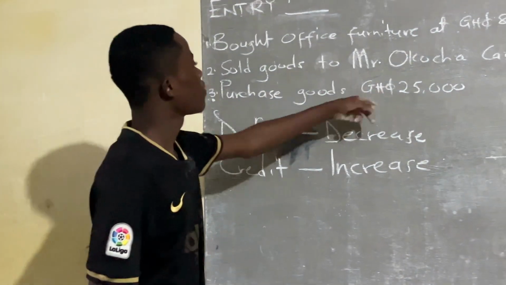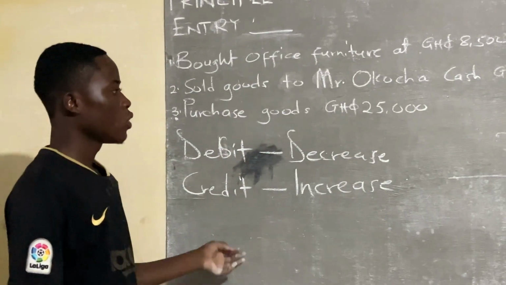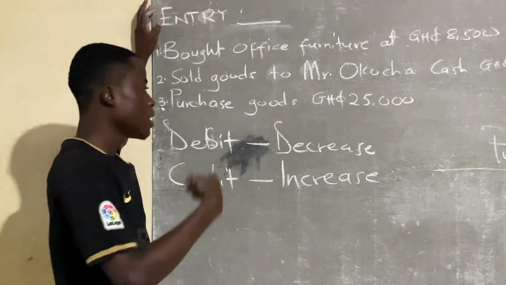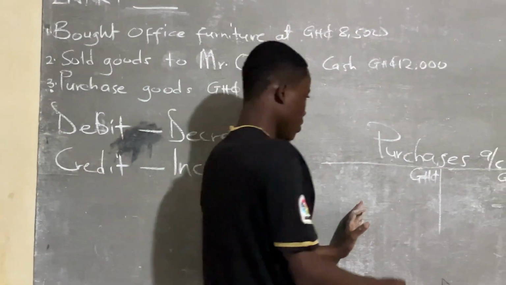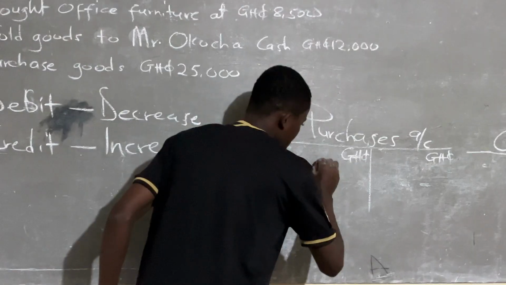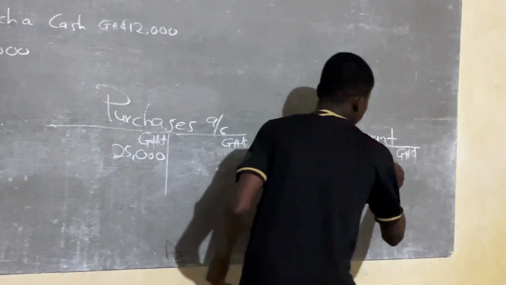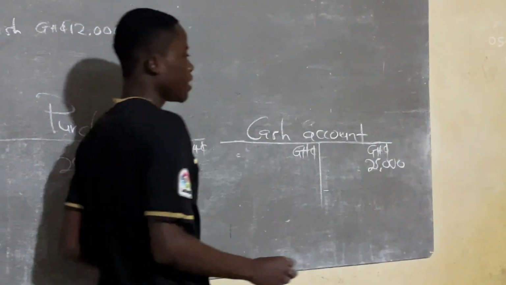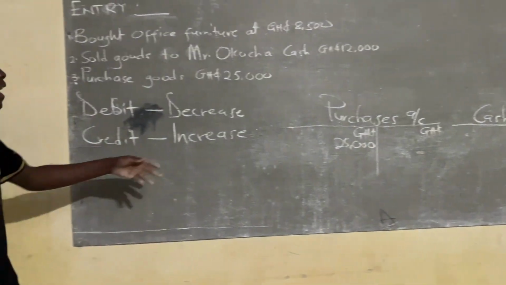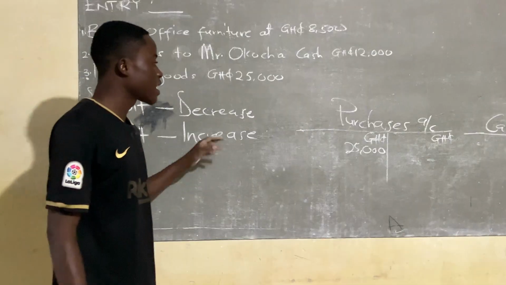Purchase goods 25,000. We say purchases is receiving. So we debit the receiving account and then credit the giving account. Cash is giving, purchases is receiving. So we debit purchases with 25,000 Ghana cedis, and then we credit cash account with 25,000 Ghana cedis. So here is where the debit and then credit or increase and then decrease comes in.